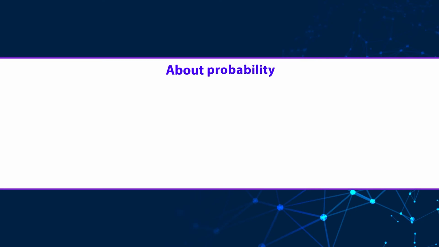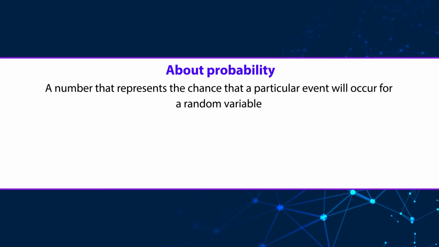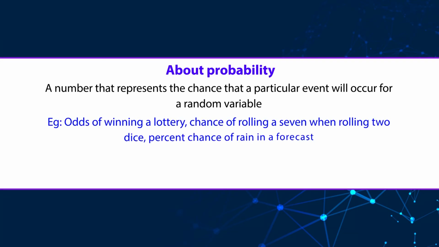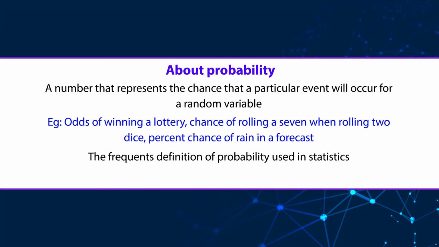Probability is a number that represents the chances that a particular event will occur for a random variable, such as the odds for winning a lottery, the chance of rolling a 7 when rolling 2 dice, or the percent chance of rain in a forecast. So this is the frequent definition of probability used in statistics.